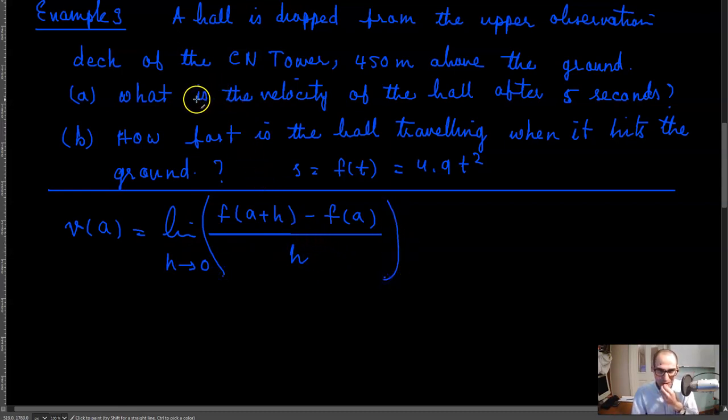Now you want to find the velocity of the ball after 5 seconds. You also want to find how fast, which again means velocity. And you also want to find the velocity when it hits the ground. When it hits the ground, you can use the function itself to figure out when that happens, and that gives you another value for t, which means you want to find the velocity at that point in time as well. So you would have to find the velocity first for t equal to 5 and then for t equal to some t1, when it hits the ground. So you have to do this calculation twice, right?